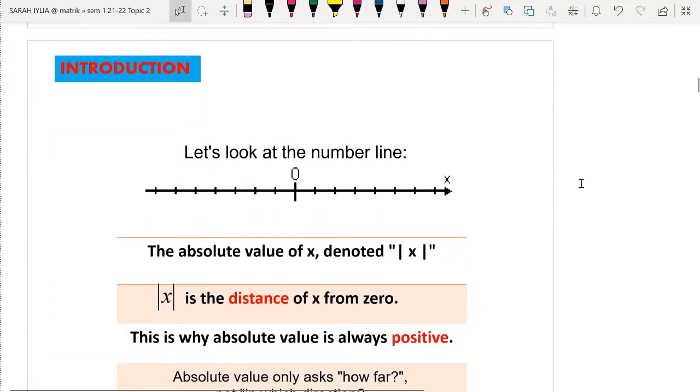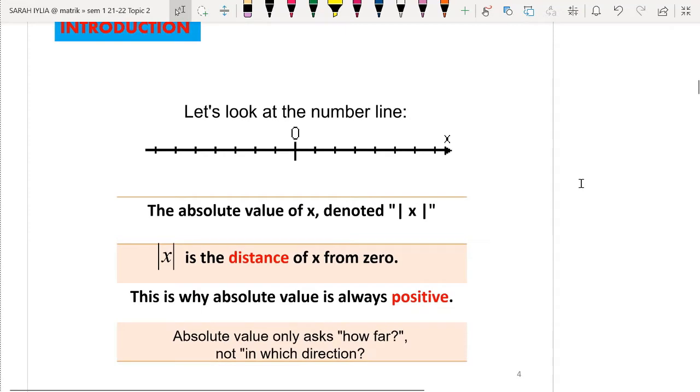For introduction, why do we have a positive and negative sign for an absolute equation? Basically, absolute value is denoted as the distance of x from 0. X means our constant. So let's say we have the absolute value of A. It's basically the distance of A from 0. Absolute value only asks how far the distance is and not which direction.